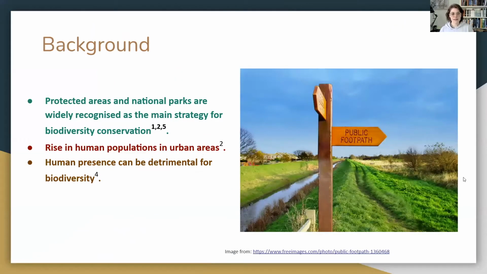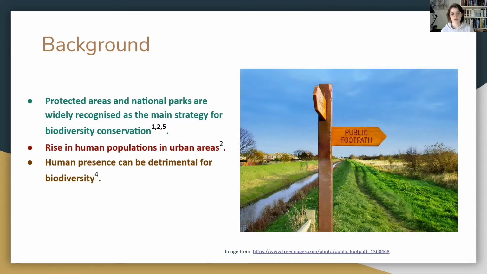So this topic is hugely important, as protected areas and national parks are widely recognised as the main strategy for biodiversity conservation. And it has become even more important with a rise in human populations in urban areas that have led to an increase in recreation in green spaces. But what are the impacts of this on wildlife and on the surrounding ecosystems?